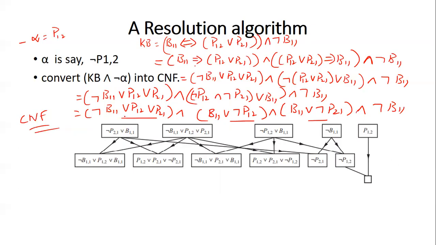Okay. Now we can identify our literals. So now we can identify our clauses. A clause is nothing but a set of literals, right? So what is the clause here? Not B11, P12 and P21. So that is what we got. Okay. And what is the clause here? B11 and not P12.